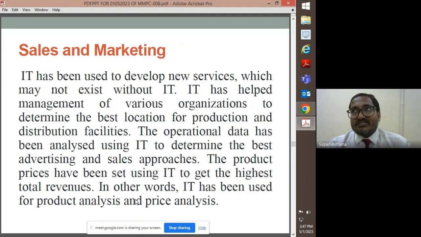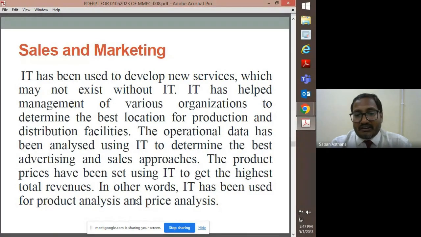When we talk about research and marketing, information technology has been used to develop new services which may not exist without IT. IT has helped management of the various organizations to determine the best location for the production and the distribution facilities. The operational data has been analyzed using IT to determine the best advertising and the sales approaches. More and more information systems, IT systems are used in sales and marketing.